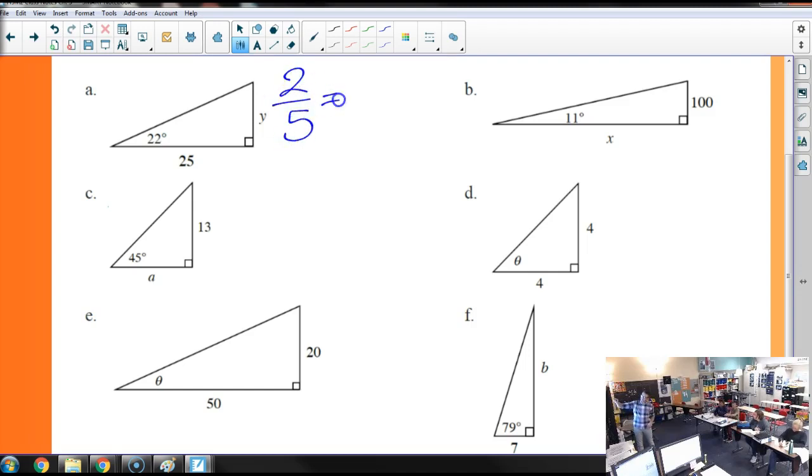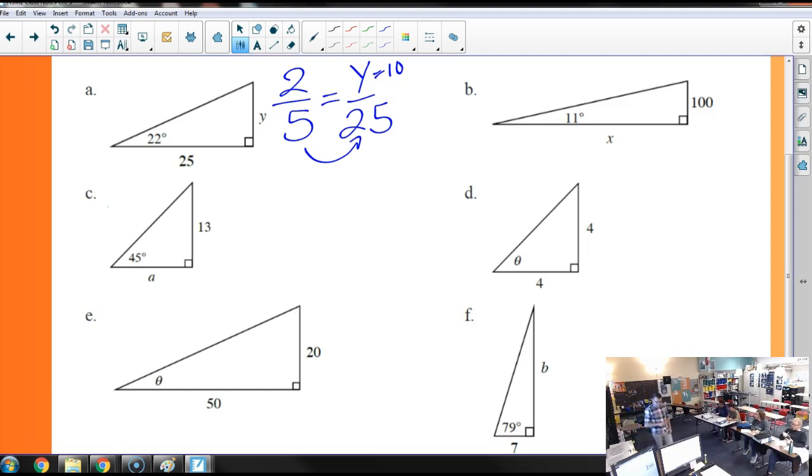Write out rise, run. This is where people will make their mistakes, is they'll flip this. Please make sure you're doing rise, run. So then, if it's a times 5, it's a times 5, and y is 10. That's what we would be writing on our paper.